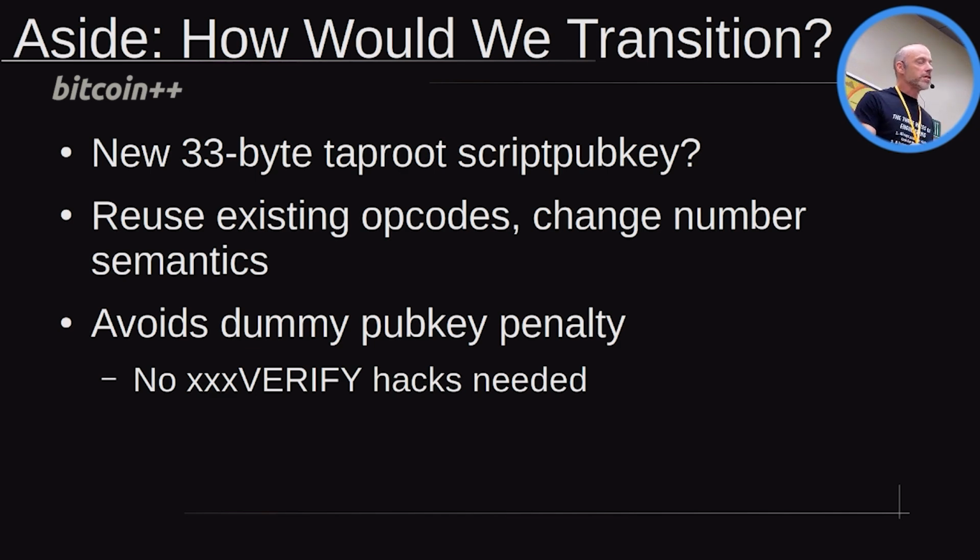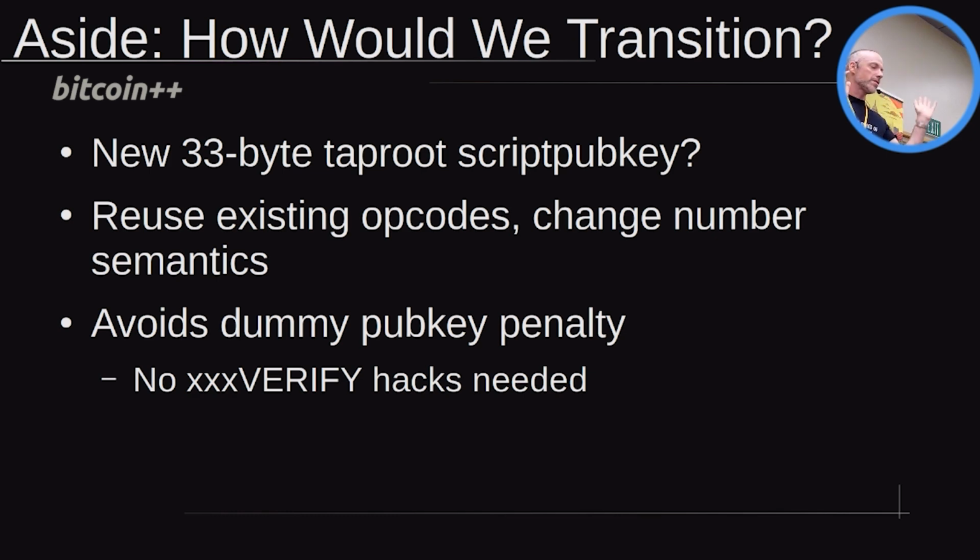But we also want to avoid this dummy key penalty, right? So if you use Taproot today and you only want a script, you put in a dummy pub key. And that seemed like a good idea at the time, except the problem is that every time you propose a new opcode, everyone who wants to use it goes, but it's going to cost me 33 bytes, because now I have to use Taproot, and there's no particularly good reason for that. So it would be nice to define it such that you can omit that.